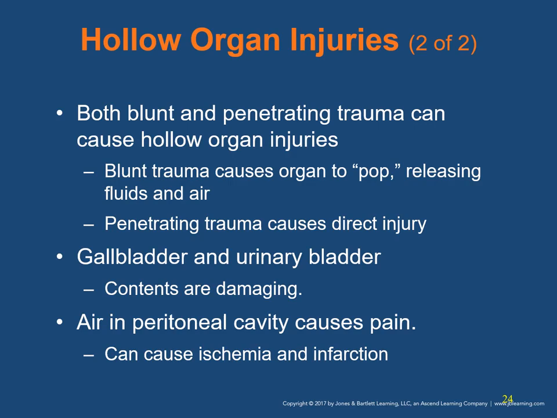Both blunt and penetrating trauma can cause hollow organ injury. Blunt trauma causes the organ to pop, releasing fluids and air. Penetrating trauma causes direct injuries such as lacerations and punctures. The gallbladder and urinary bladder are hollow organs which contain bile and urine, which are potentially irritating and damaging if ruptured. These fluids move into loose spaces and voids in the peritoneal cavity, eventually leading to infection.